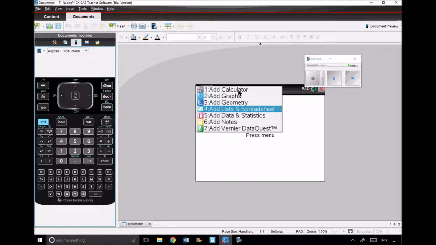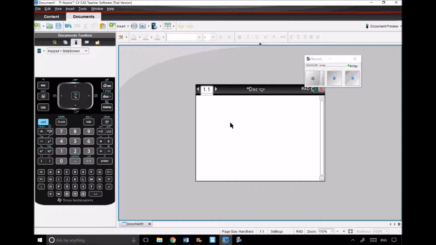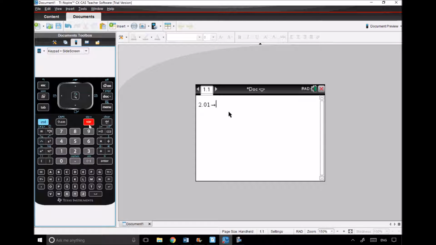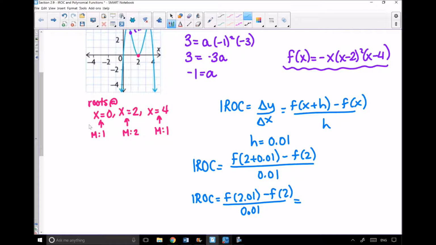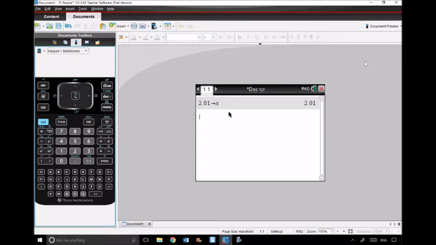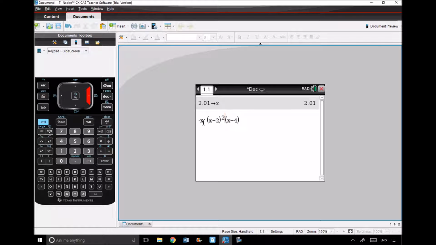I'm going to use my Inspire to calculate these values. So the first thing I'm going to do is store 2.01 in as x. So control store as x, press enter. Once I've done that, then I'm going to type in the expression piece of my function right here. So negative x times (x minus 2) squared times (x minus 4). And don't forget to put your multiplication signs in between them when you're using the Inspire, so that way it knows what you're talking about.